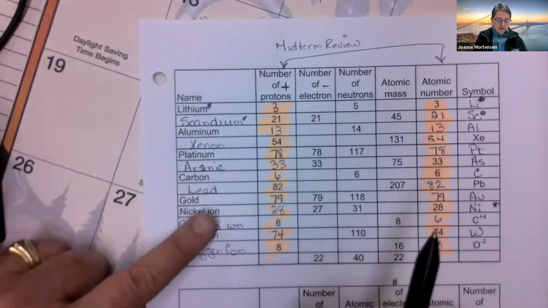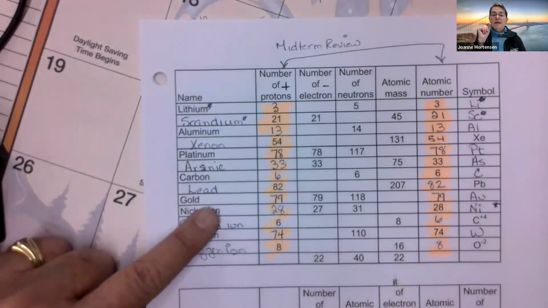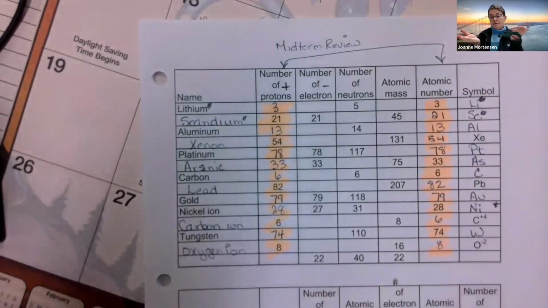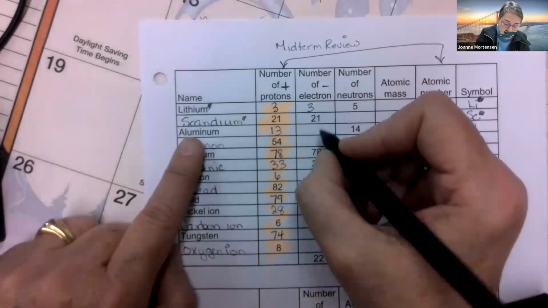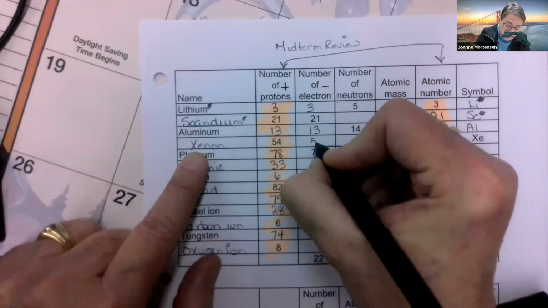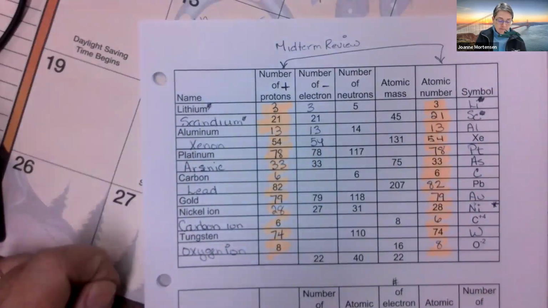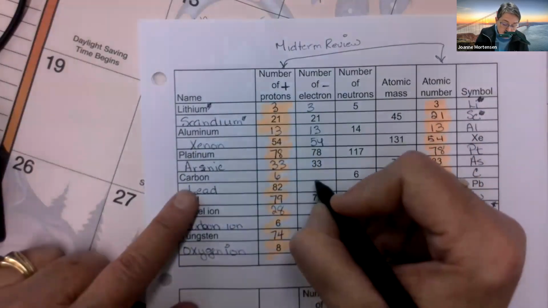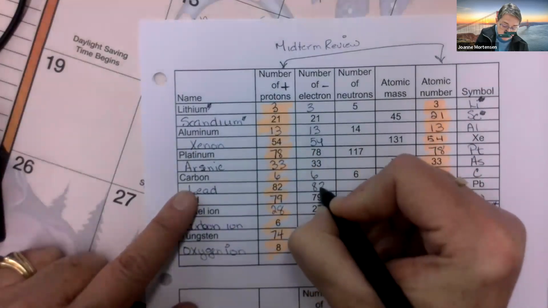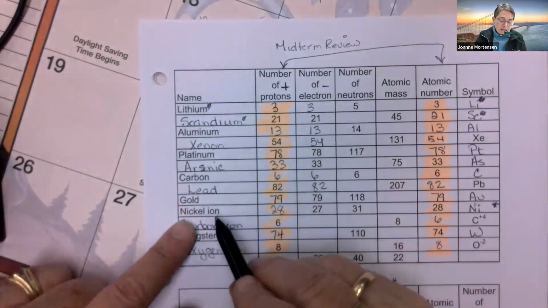But for all of these ones, until it says ion, I know my number of protons has to equal my number of electrons. Has to, because the number of positives has to balance the number of negatives. So that means 3. I already got 21, so 13, 4. Finish it up. I don't think you have to pause the video. I'll just keep chatting. 6, 82, 79, and then we get to nickel ion.